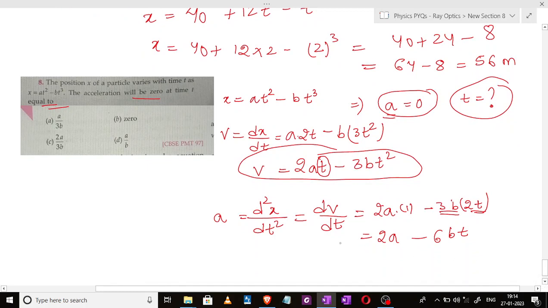Now what is this? This is actually the value of acceleration. It may get confused with a, so I'm writing ACC. This means acceleration. So this has to be what? This acceleration has to be 0. It asks at what time this happens.